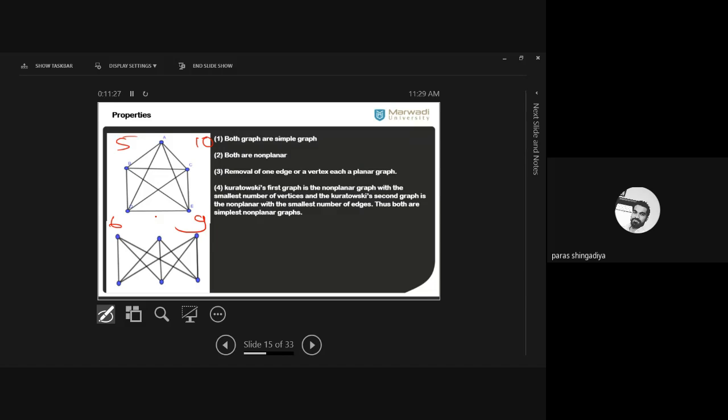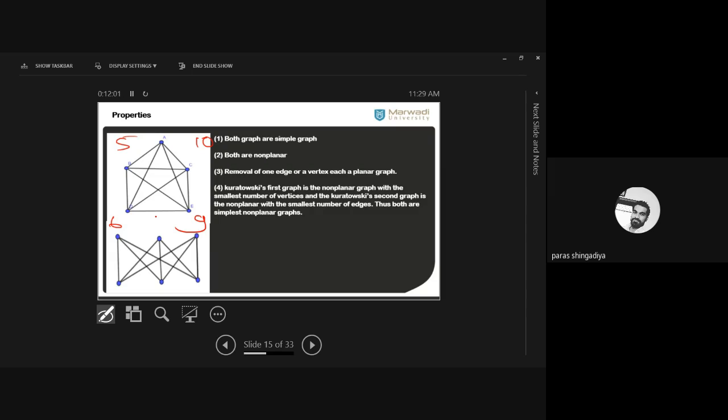Compare the vertices of both graphs. The first graph has 5 vertices, the second has 6. So it is the graph which has the minimum number of vertices. And the second Kuratowski graph is a non-planar graph which has the minimum number of edges. The first graph has 10 edges and the second graph has only 9 edges. So for edges, the second graph has the minimum possibility, and for vertices, the first graph has the minimum possibility.